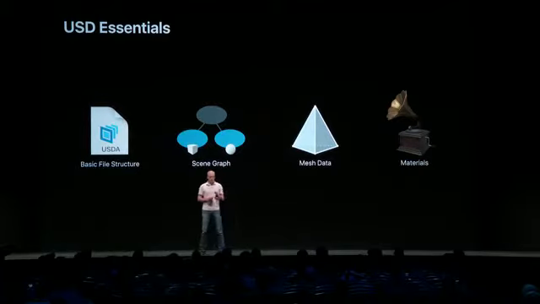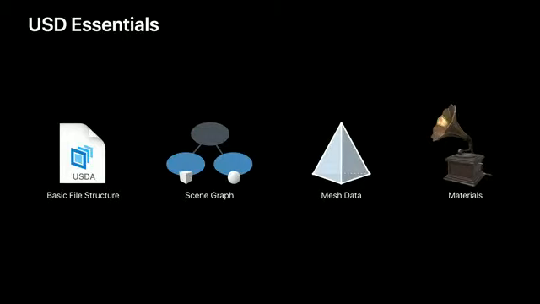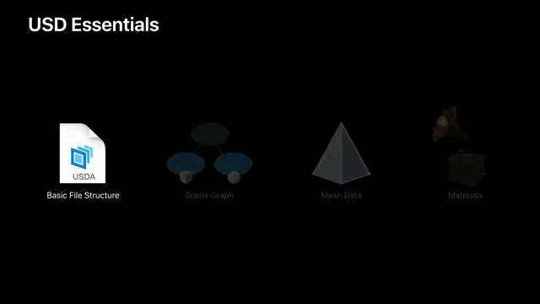We will talk about 4 concepts: the file structure, the scene graph, mesh data, and materials. A key differentiator of USD is that its plain text form is designed to be readable and understandable. So the format becomes less mysterious and more transparent, and when things go wrong, you can more quickly pinpoint where and why. So let's focus on the file structure first.